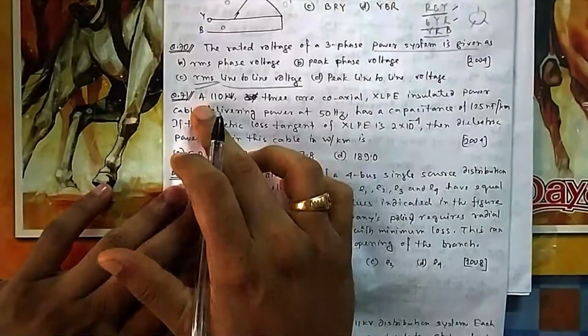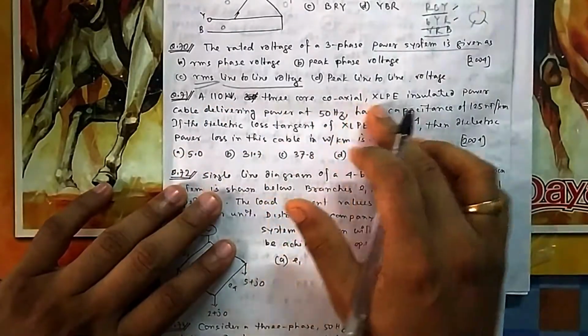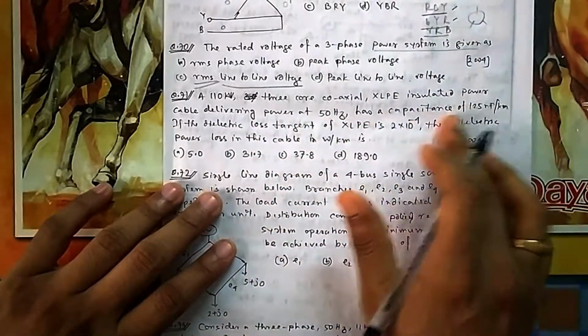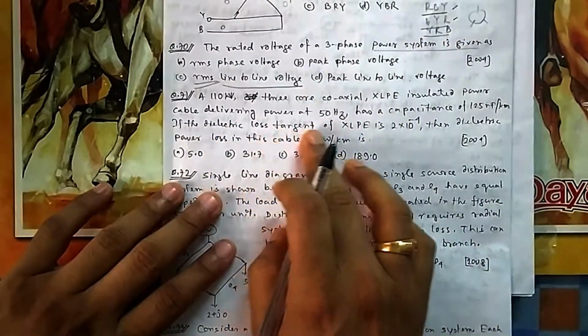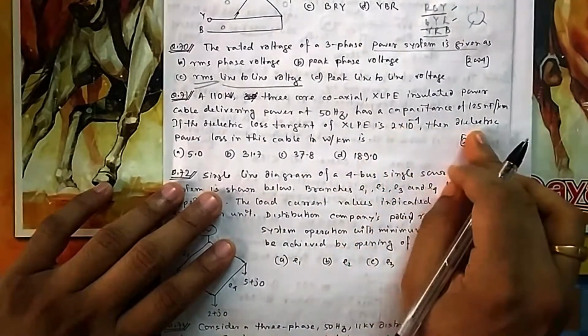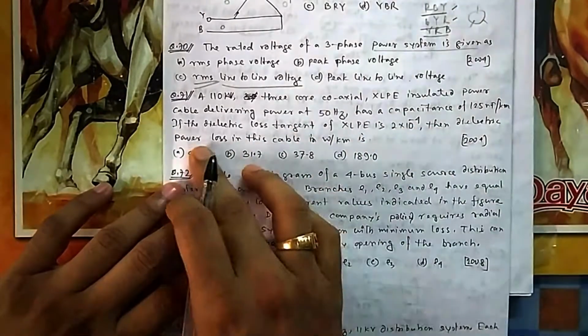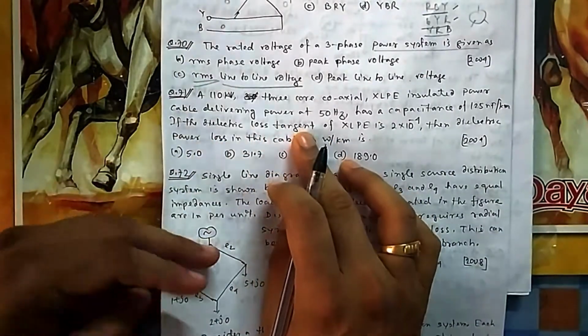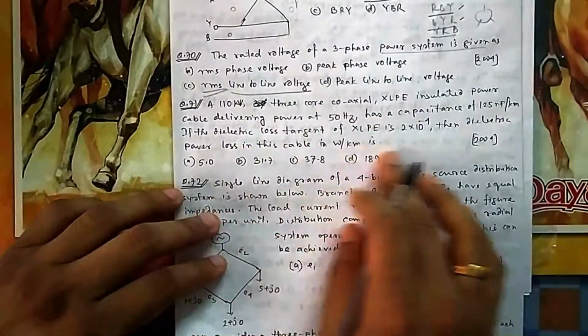So in 71, a 110 kV 3-core coaxial XLPE insulated power cable delivering power at 50 Hz has a capacitance of this. The dielectric loss tangent of the XLPE cable is 2 into 10 to the power minus 4, then find the dielectric power loss in the cable. Dielectric loss tangent, tan delta, is given. And what will be the power loss?